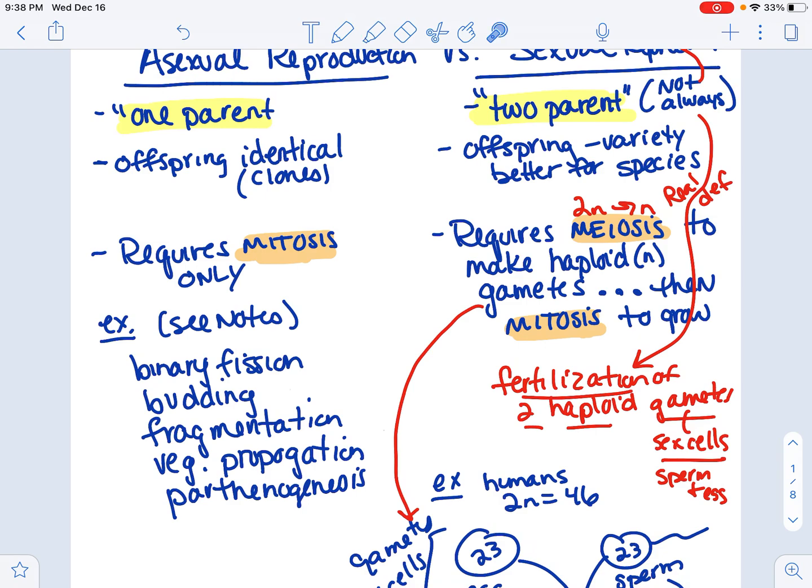And then these are all the examples in the notes of asexual reproduction. I had you read about them last night. I'm going to quickly fly through them, but I don't think they need much explanation. You guys can read them on your own. But these are all examples of a living thing that can reproduce all by itself. Doesn't need a mate, a fertilization, anything.